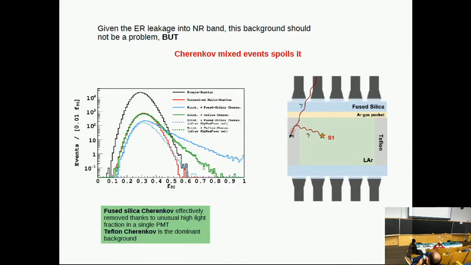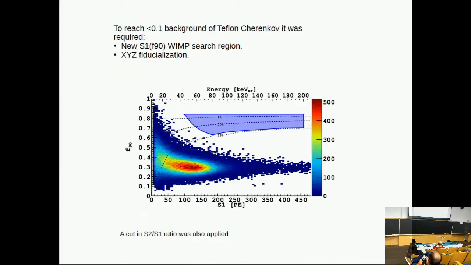So in order to get rid of this Teflon Cherenkov, we have to change the WIMP search region, decrease the size of the WIMP search region, and perform some fiducialization. So this is the final plot, F90 versus S1, with the box in which we're doing our counting experiment, and there are no events in the box, so accordingly you set a limit on that.